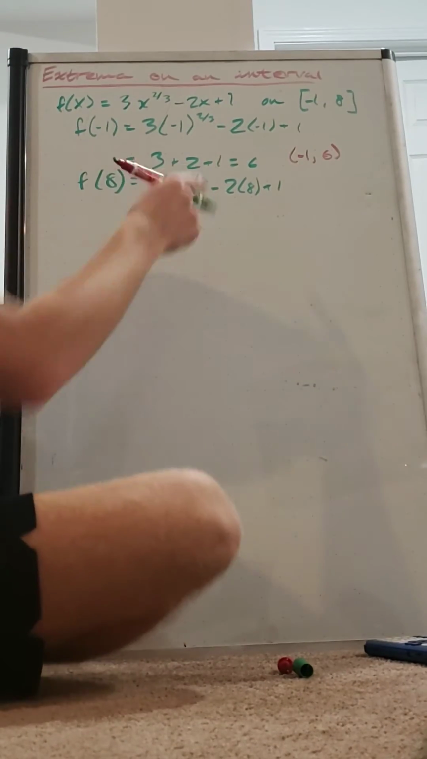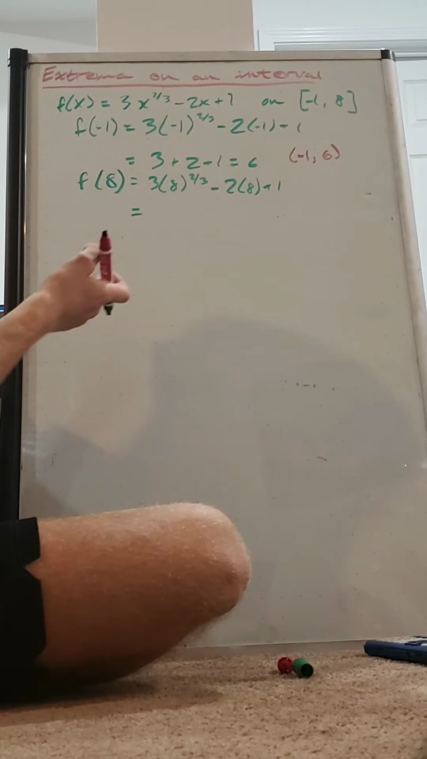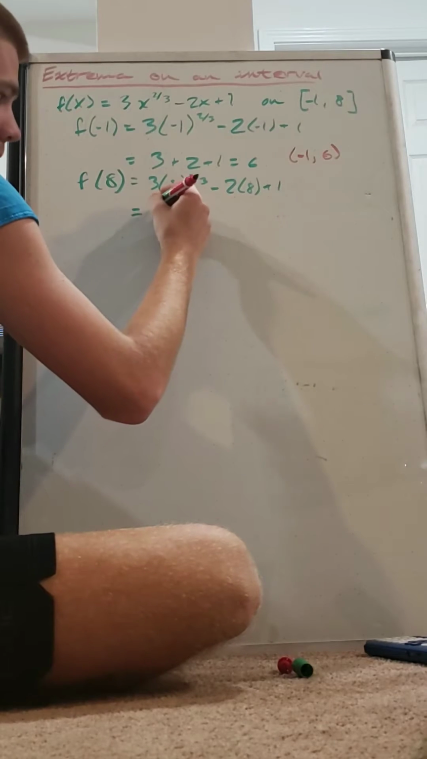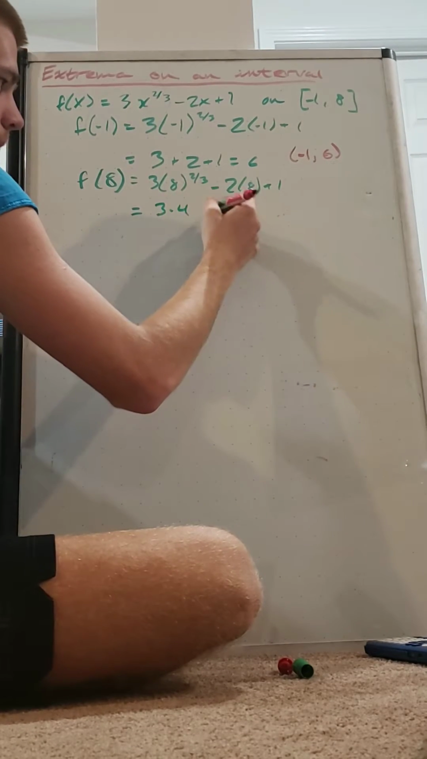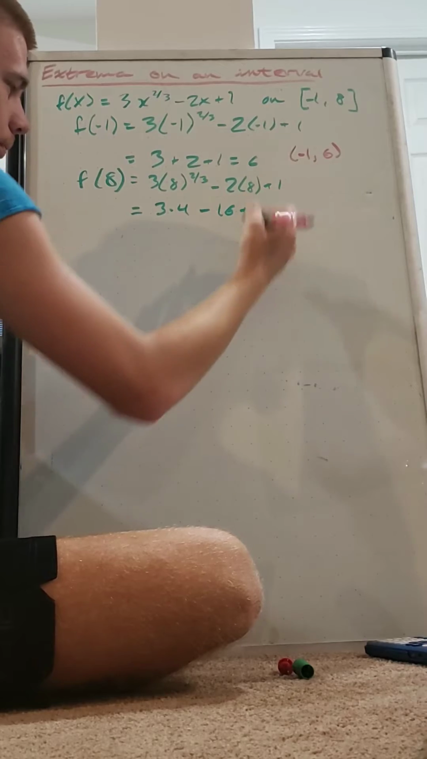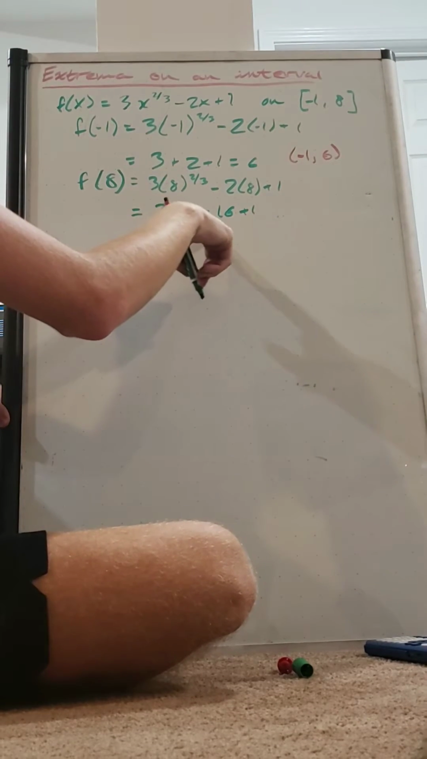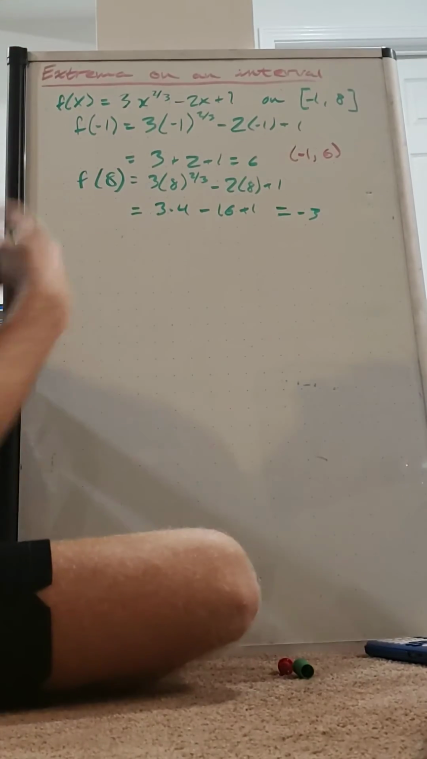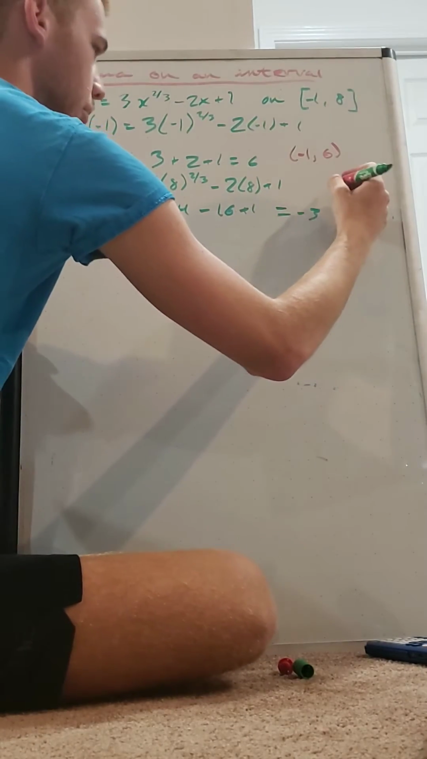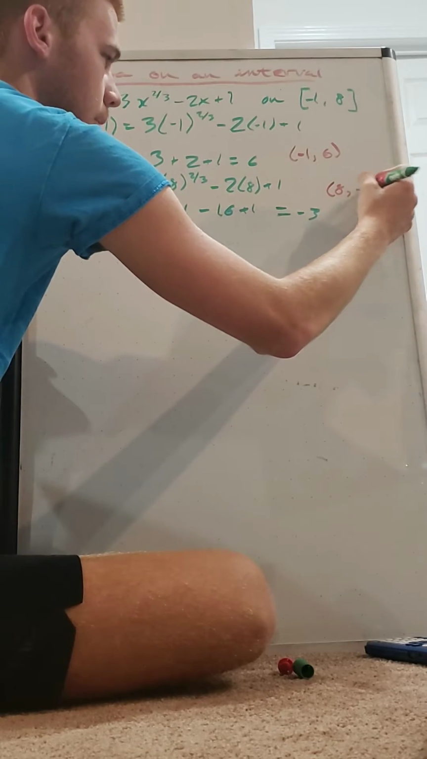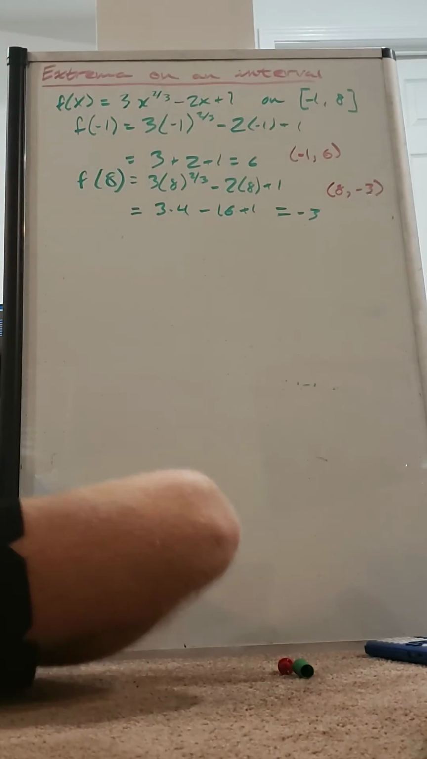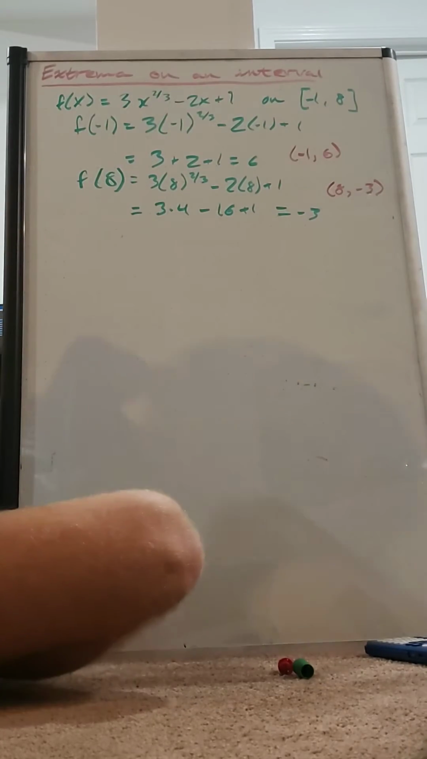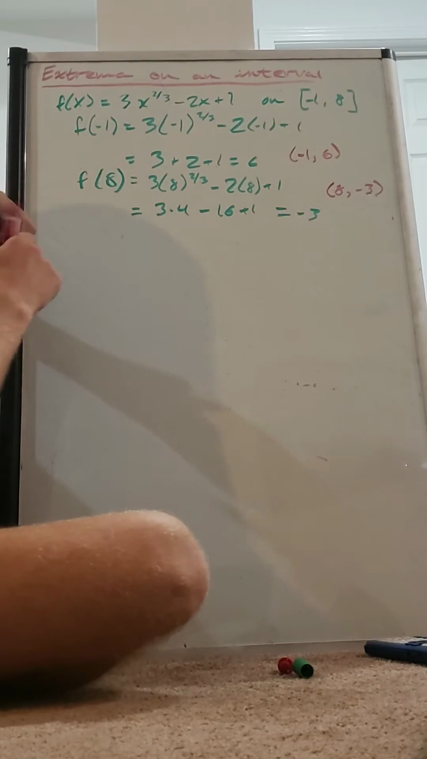So this 8 to the 2/3, we can see as the cubed root of 8 squared. So the cubed root of 8 is 2, and 2 squared is 4. So we have 3 times 4 minus 16 plus 1. So 3 times 4 is 12, minus 16 is -4, plus 1 is -3. So that's our second point at 8, -3. Right now, this is our maximum and this is our minimum on this interval, but we also have to check where the derivative equals 0.